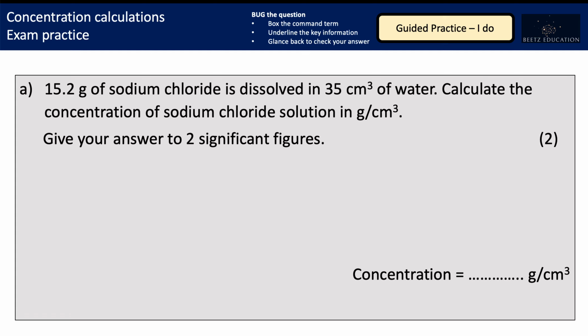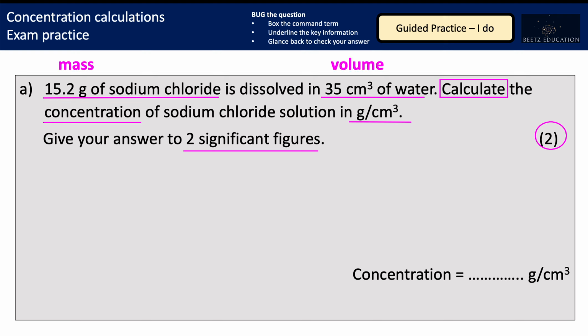Some exam questions then. I'm going to tackle these first few and model how to structure an answer accurately. I'm using the BUG technique. It's a calculate question. I'm going to show my working out and obviously use my calculator. I've decided to annotate the question to flag what those quantities actually are. We've got a mass and we've got a volume.